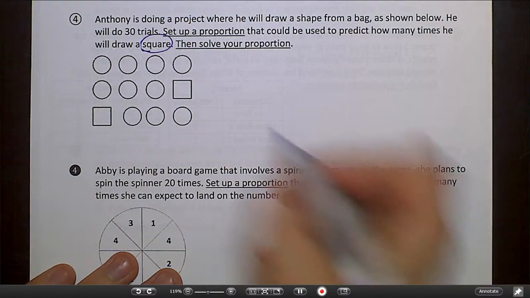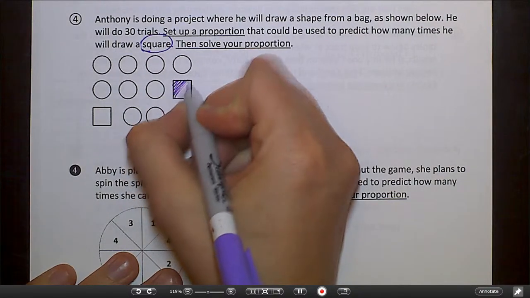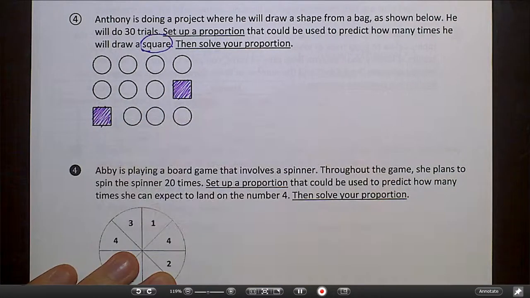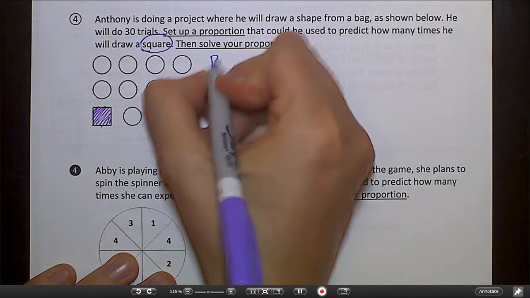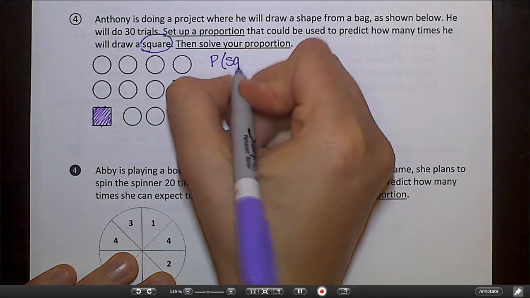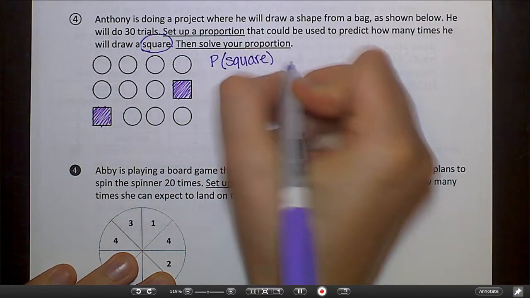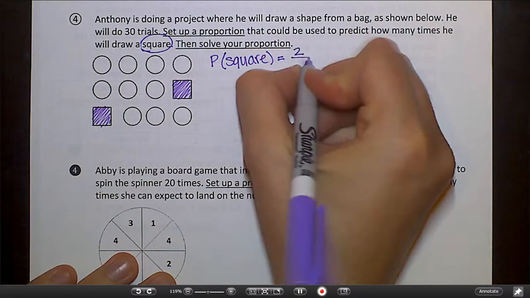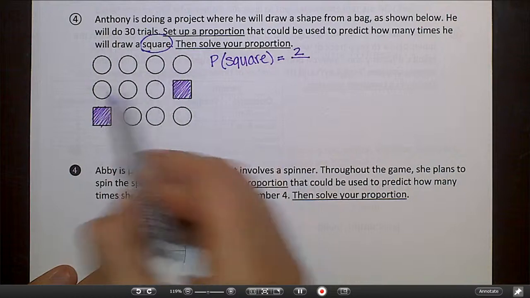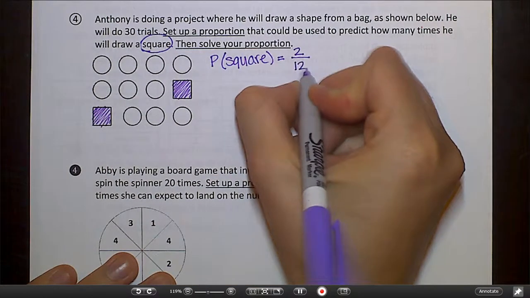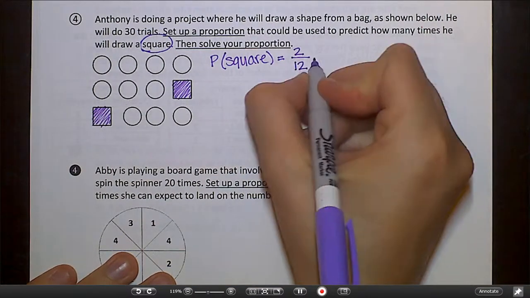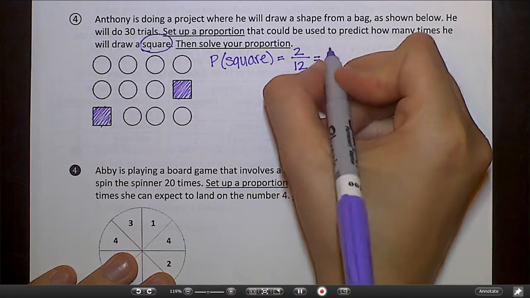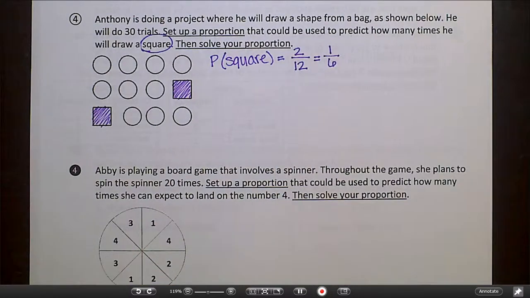So we know they haven't told us the probability of drawing a square, but we can figure it out pretty easily. We've got 1 square, 2 squares. So I know that the probability of getting a square is 2 chances out of, let's see, 4, 8, 12. 2 chances out of 12. And for the sake of simplicity, I'm going to go ahead and simplify this. That simplifies to 1 over 6.